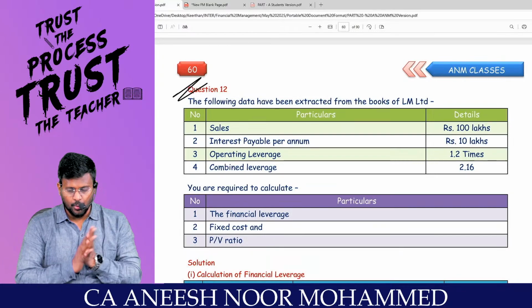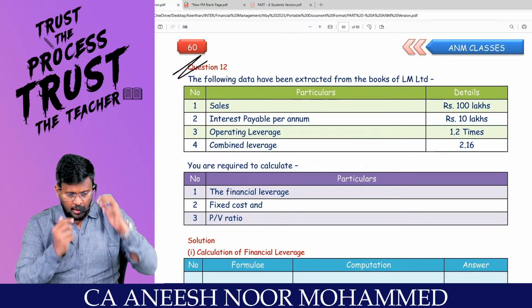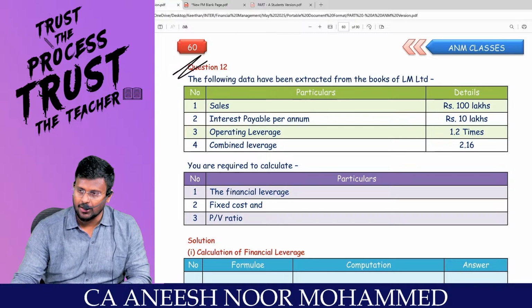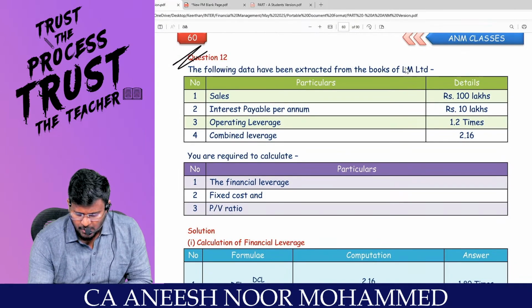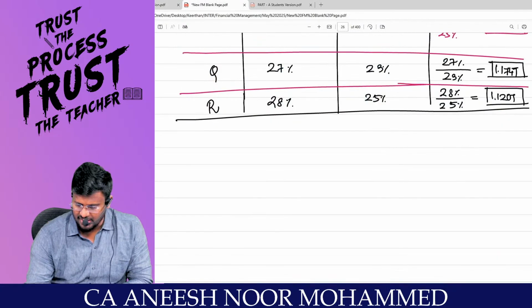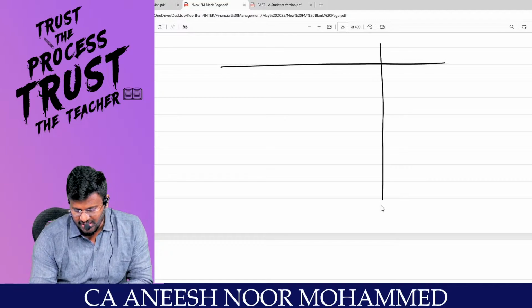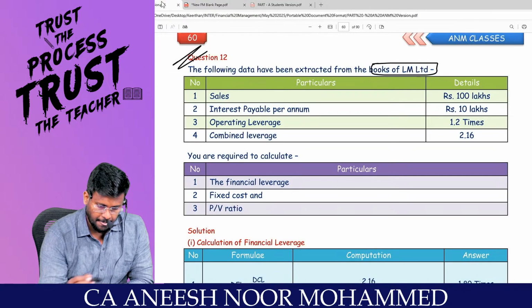Yes, I hope that you would have tried the last question and you are very comfortable with question number 11. We are moving into the last question, which is question number 12 of the book back of the leverage analysis. A very easy question. Following data has been extracted from the books of LM Limited. Sales 100 lakhs. Sales has been given in the question. Wherever sales is given, such a question is easy. So 100 lakhs is the sales.